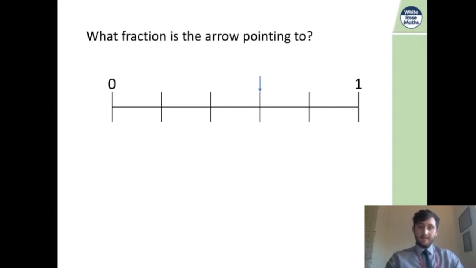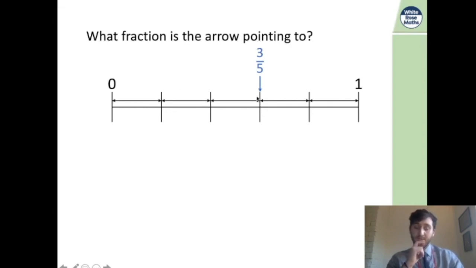Okay then, let's see. So again, as I've already said, it's split up into 1, 2, 3, 4, 5 equal parts. So that is my denominator. And then it's asking me what is the fraction pointing to. So it's 1, 2, 3 as my numerator. So it would be 3/5.